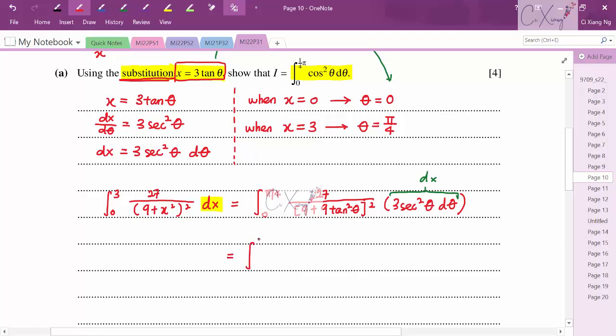Okay, so I try to simplify the denominator. Okay, so for the numerator, I will take 27 multiply with 3. So 27 multiplied with 3, I will get 81 as a numerator. And then the secant square theta, I will put it as numerator also. Then the d theta, I just put it at the back. Okay, so for the denominator, I will factorize out the 9 and I get 1 plus tangent square theta and then square outside.